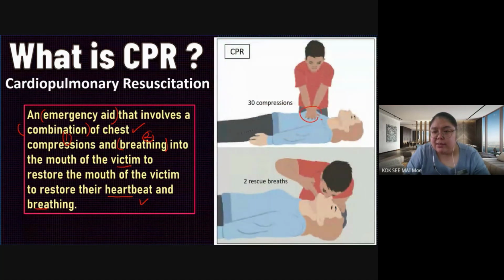We use the hand to compress the chest 30 times, fast 30 times. After that, you need to give breath, mouth to mouth, to give oxygen to the victim. Then after that, 2 rescue breaths, 2 times. This is 1 set. Suppose you need to do 5 sets. If there is still no response, you need to keep doing it until the ambulance comes. So this we call CPR.